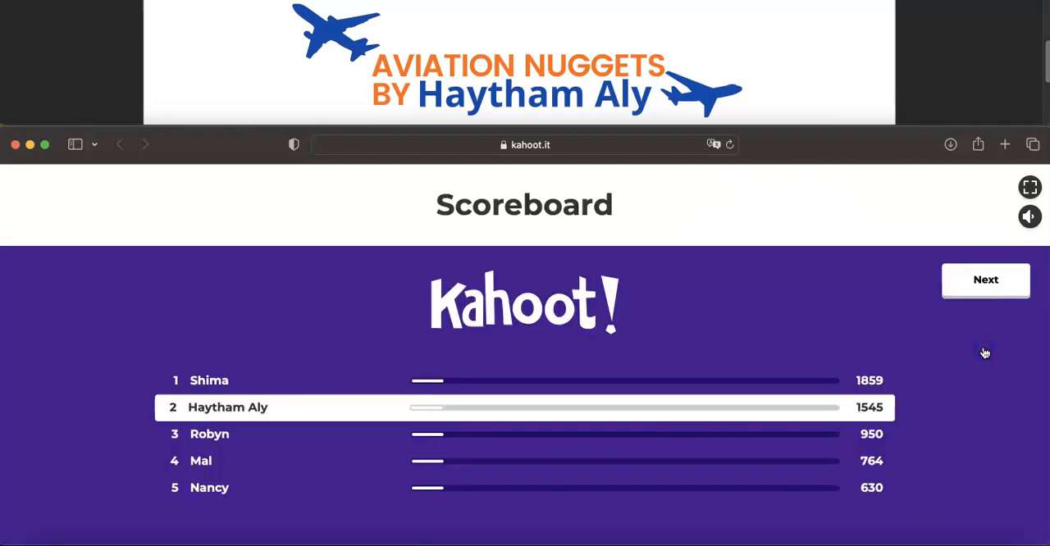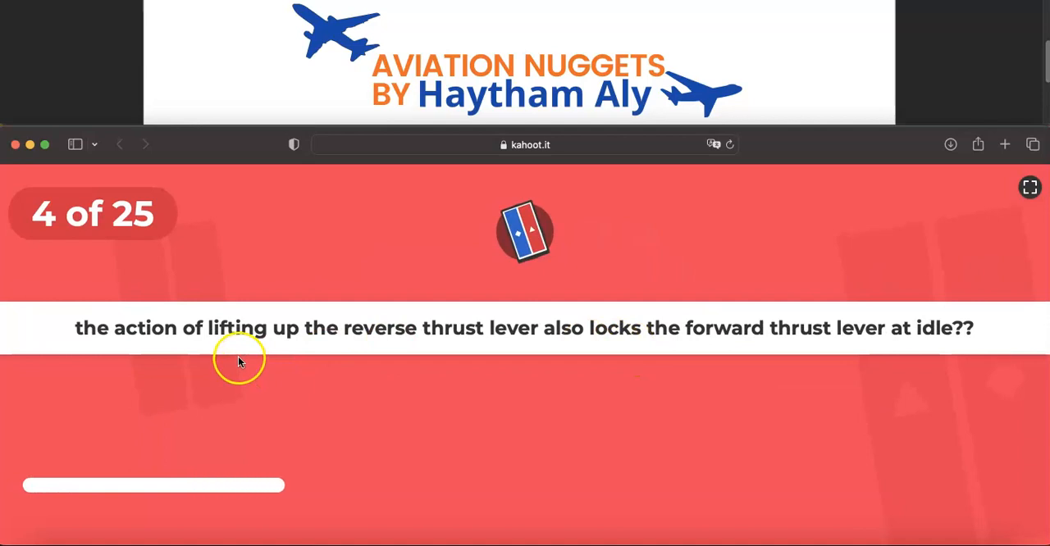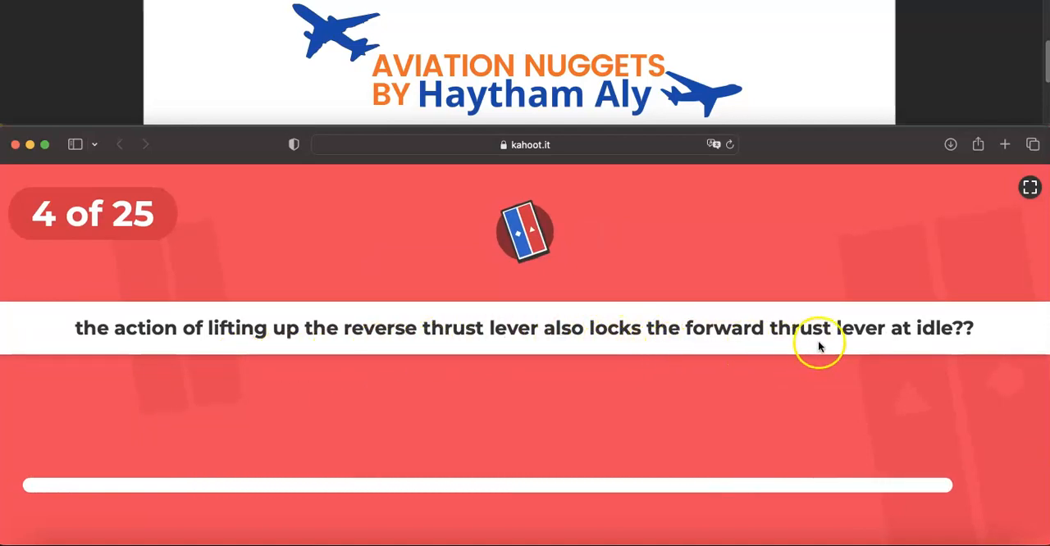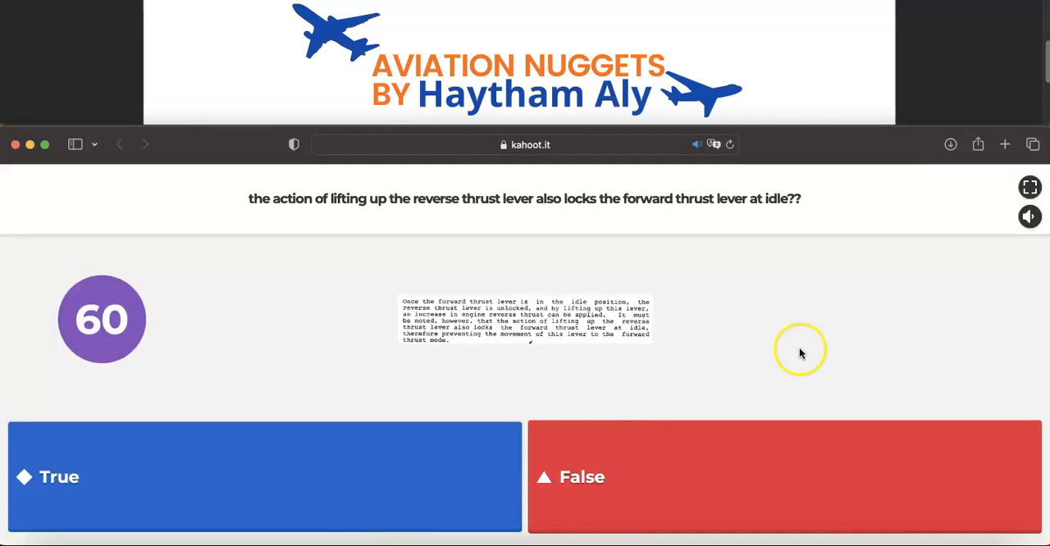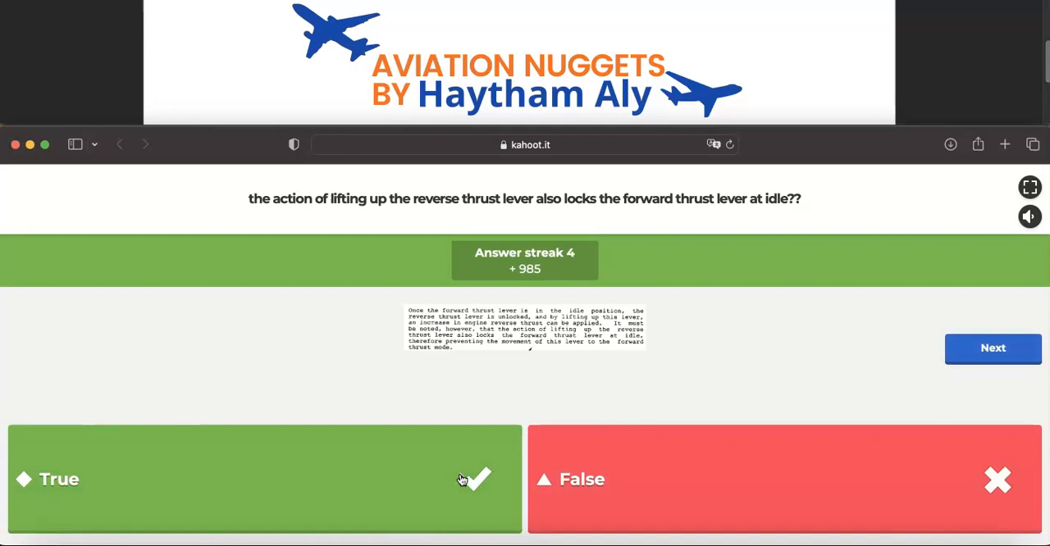Okay, everybody, let's proceed to the next question. The action of lifting up the reverse thrust lever also locks the forward thrust lever at idle. Yes, this statement is true. The action of lifting up the reverse thrust lever also locks the forward thrust lever at idle.